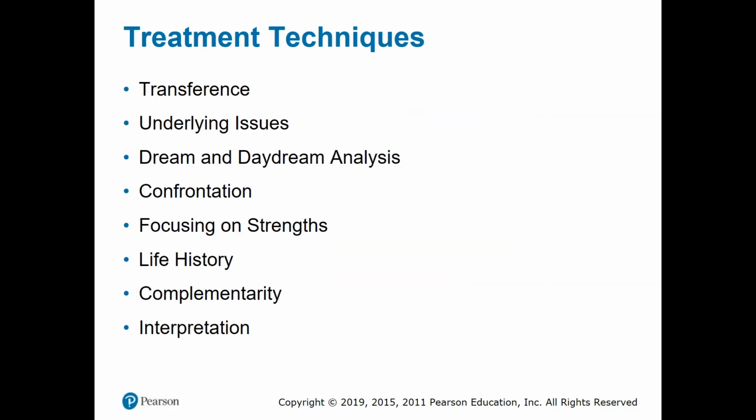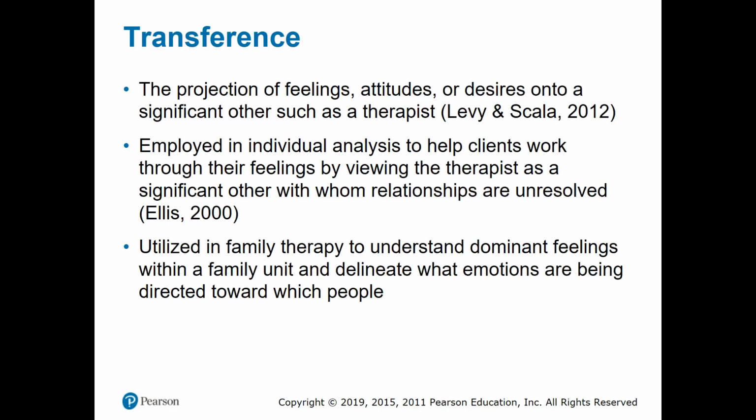Some of the treatment techniques include transference, underlying issues, dream and daydream analysis, confrontation, focusing on strengths, life history, complementarity, and interpretation. Transference: the projection of feelings, attitudes, or desires onto a significant other, such as a therapist. Employed in individual analysis to help clients work through their feelings by viewing the therapist as a significant other with whom relationships are unresolved. Utilized in family therapy to understand dominant feelings within a family unit and delineate what emotions are being directed toward which people.